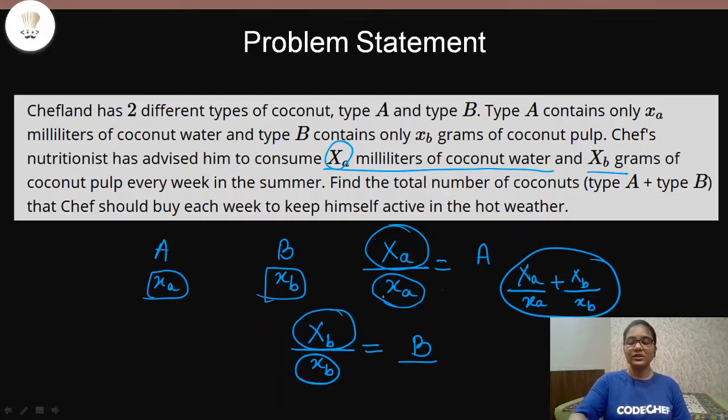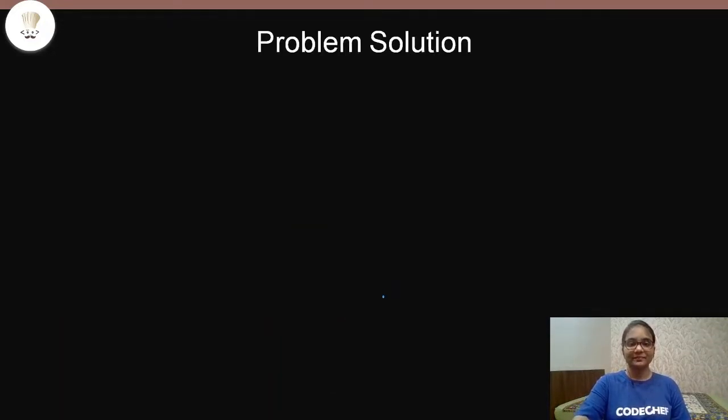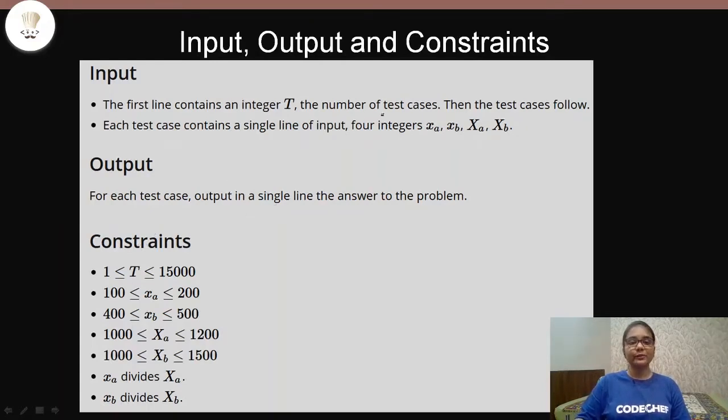Now let us go to the input, output and constraints. So here you can see that the first line of input contains the number of test cases, and then we have all the four elements that we need in our question: small xa, small xb, capital XA, capital XB. And the output will be a single line of integer that will give us the total number of coconuts that the chef requires every week. And what will be the time complexity? The time complexity will again be order of 1, because we are just forming a mathematical expression, right? We are not using any for loops, so that is why our time complexity will be order of 1.